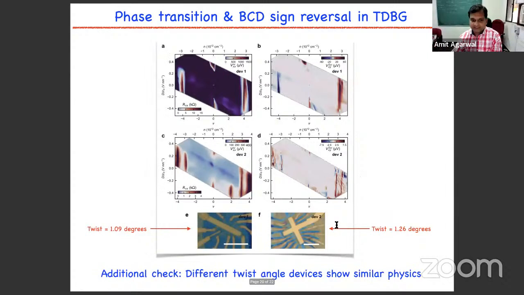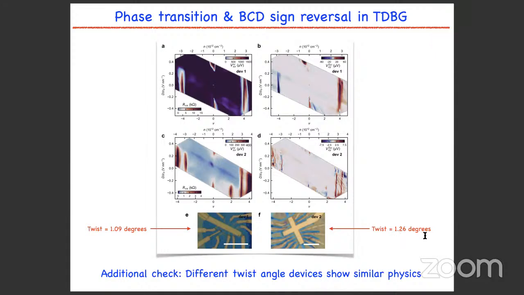An additional check is that you can make another sort of device, since it may be specific to this device. So that was for 1.1 degree. These are for two different devices, 1.09 degree and 1.26 degrees. You find the same physics basically.